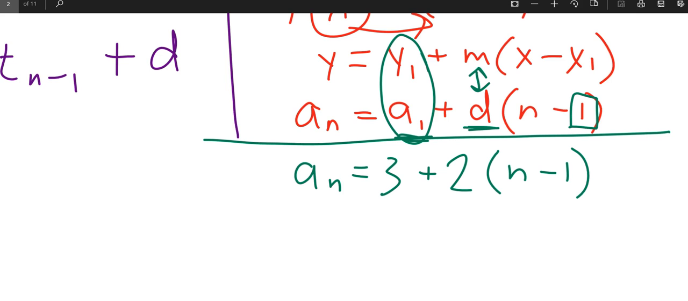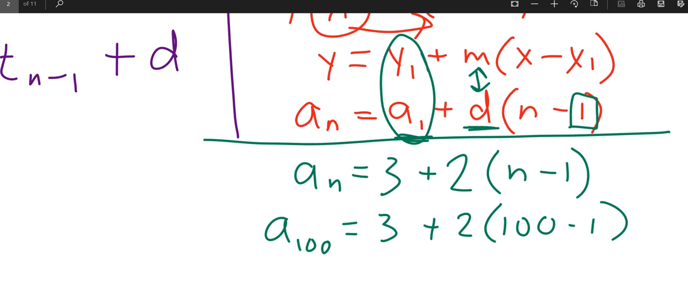Okay. So they're asking me for the 100th term. That's not too hard to do with this particular formula. Don't ask me to sit there and add 2 and add 2 and add 2 until I get to the 100th term. Ain't no way I'm doing that.